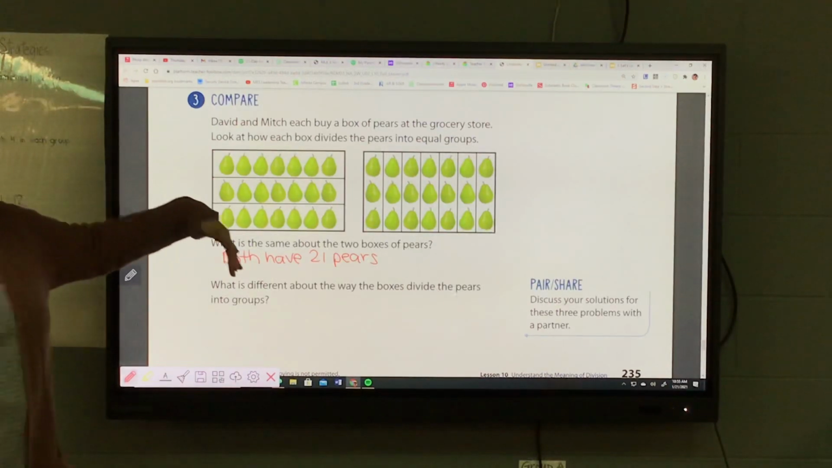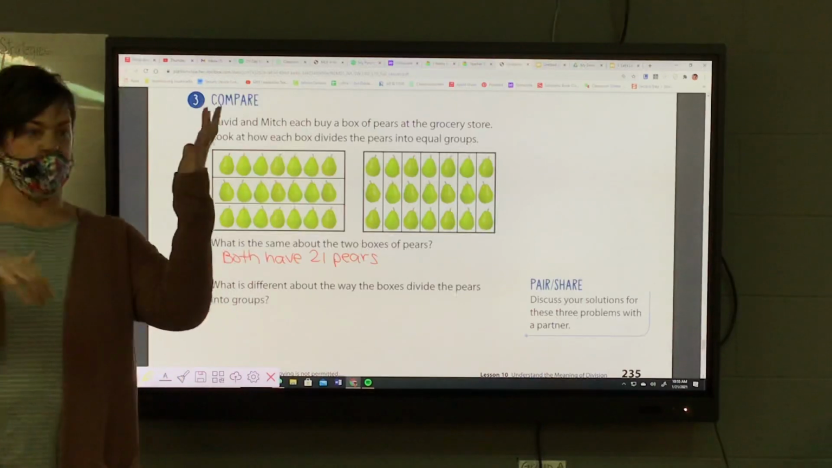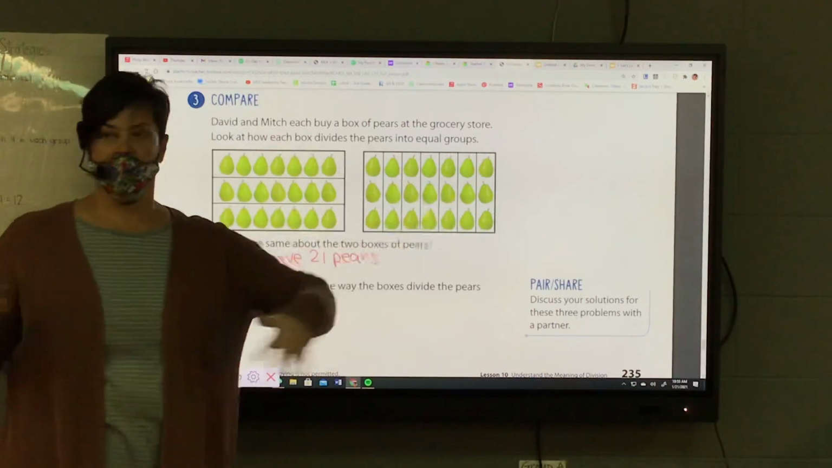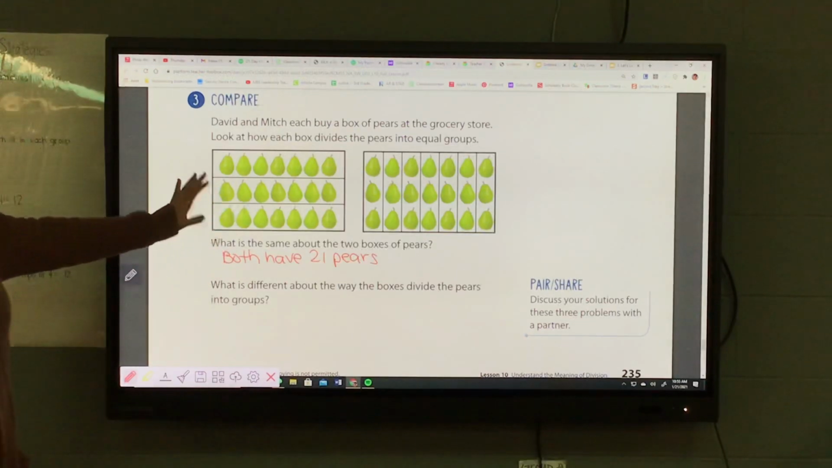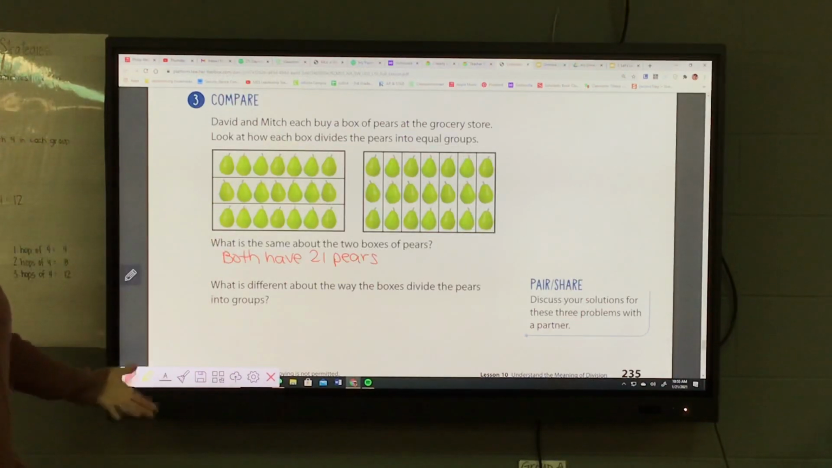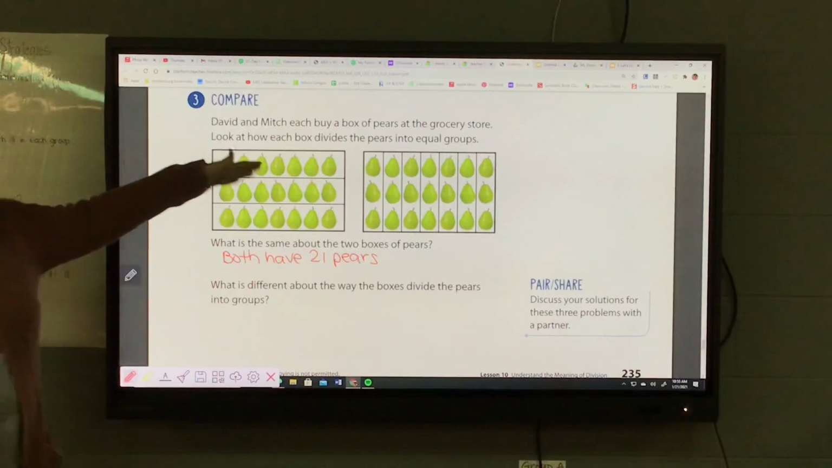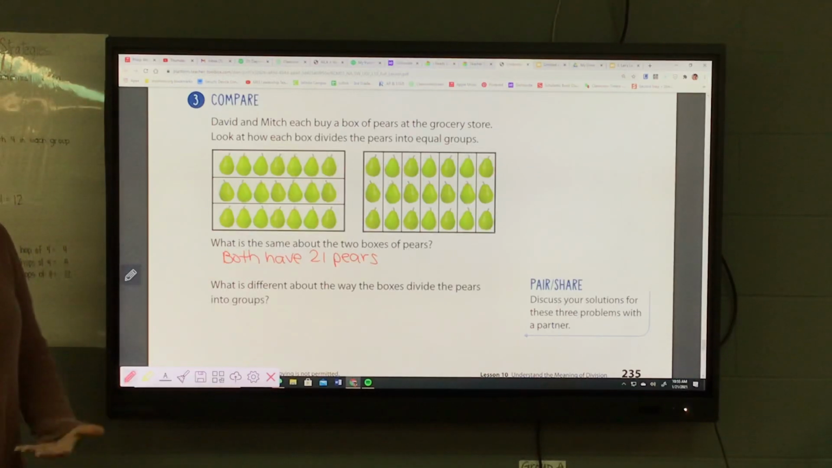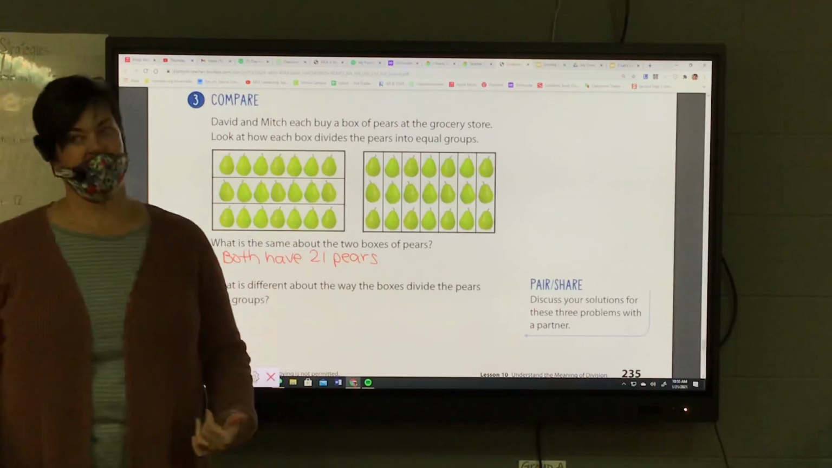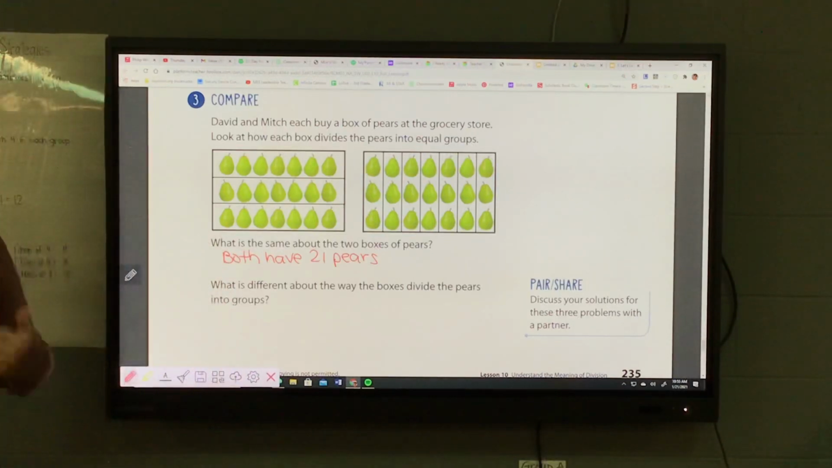Okay, we said whether you look at 7 and 3 or 3 and 7, it's the same number, isn't it? So what's different about the way that the boxes are divided here? We talked about what's the same, but what's different? We already kind of talked about it. What's different? Amy? That they're divided in different places.